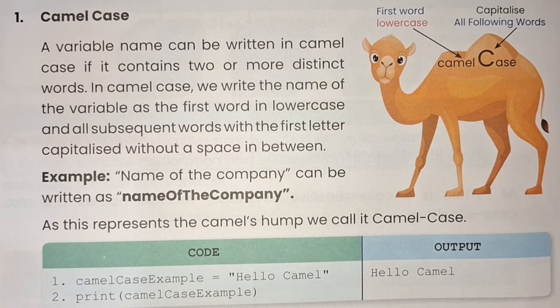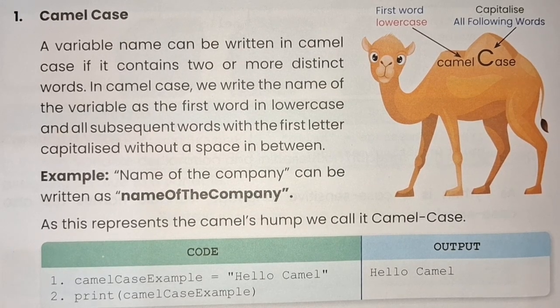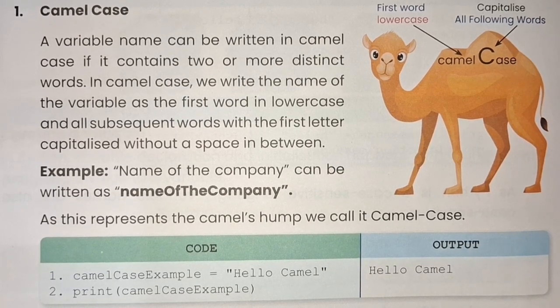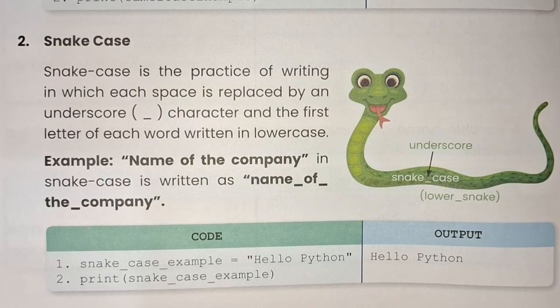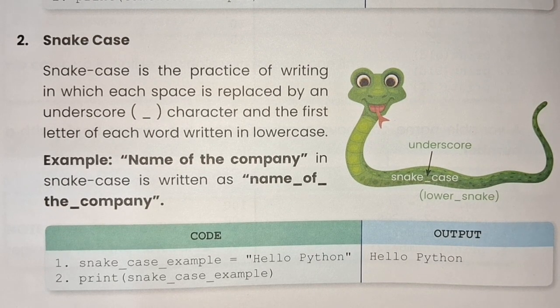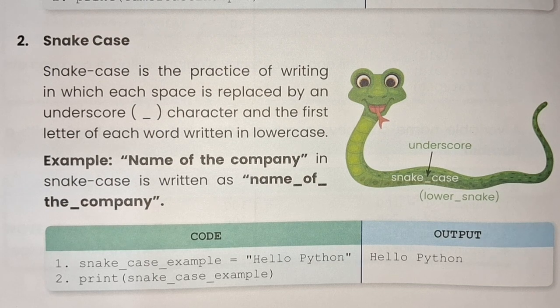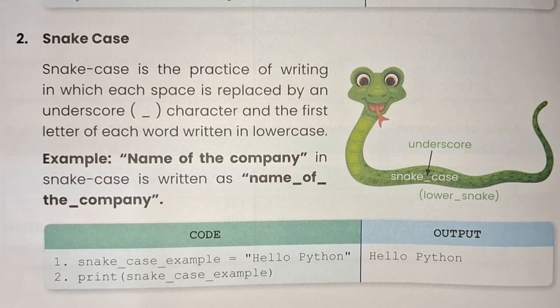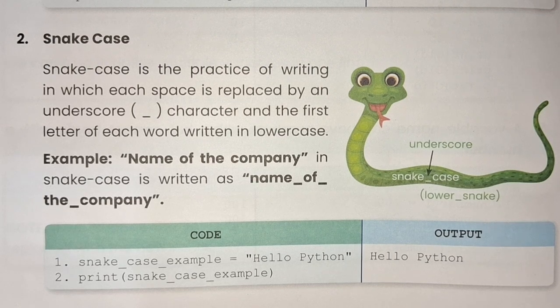For example, name of the company can be written as nameOfTheCompany. As this represents the camel's hump, we will call it camel case. Next, what we have is snake case. Snake case is the practice of writing in which each space is replaced by an underscore character and the first letter of each word is written in lowercase. For example, name of the company in snake case is written as name underscore of underscore the underscore company.